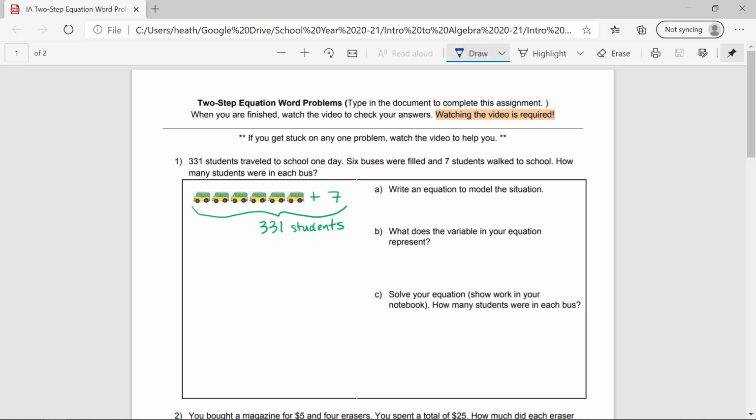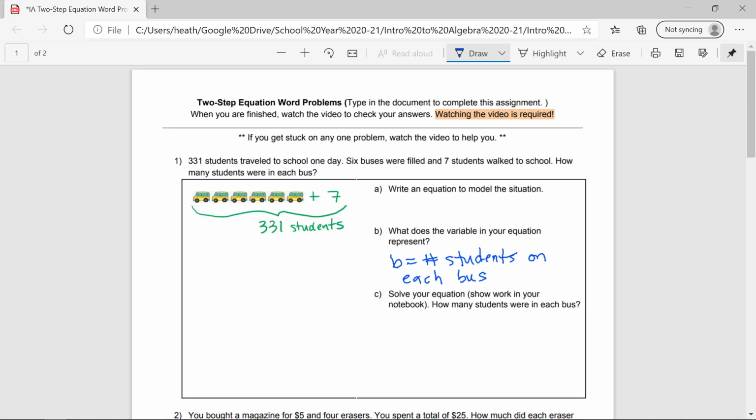You'll notice in this first situation, the picture kind of helps you out. We have 6 buses plus 7 students walking. So if we let, say, B be the number of students on each bus, then we see that 6B plus 7 equals 331. Okay, the next part says solve, and you should get 54.